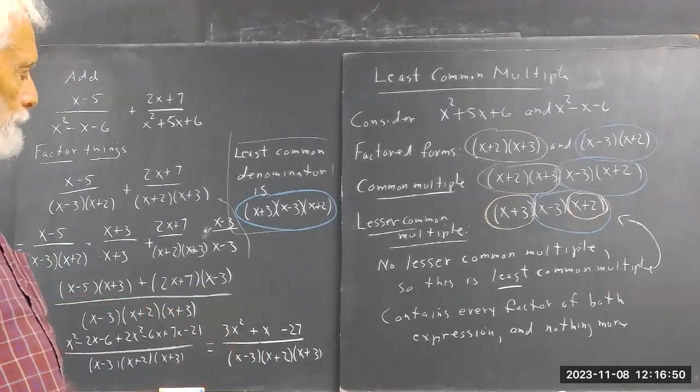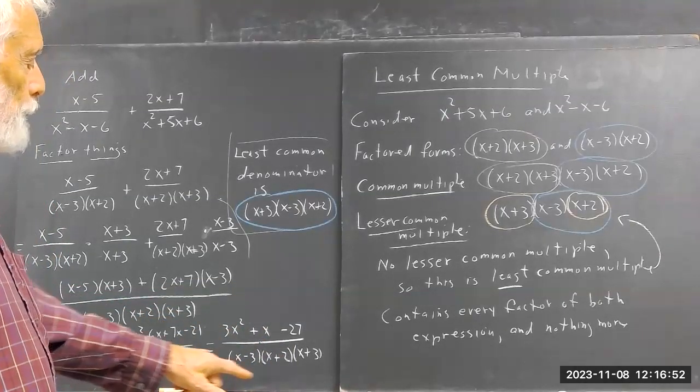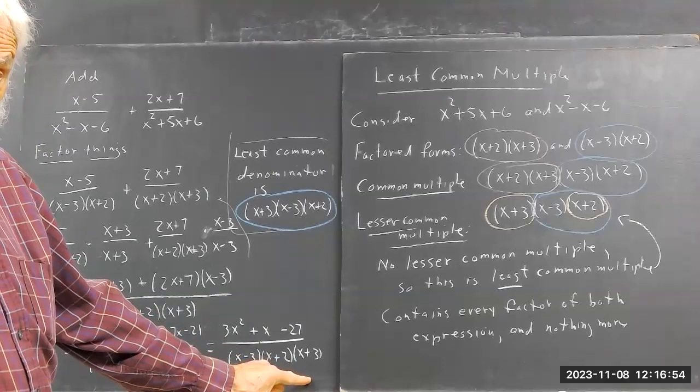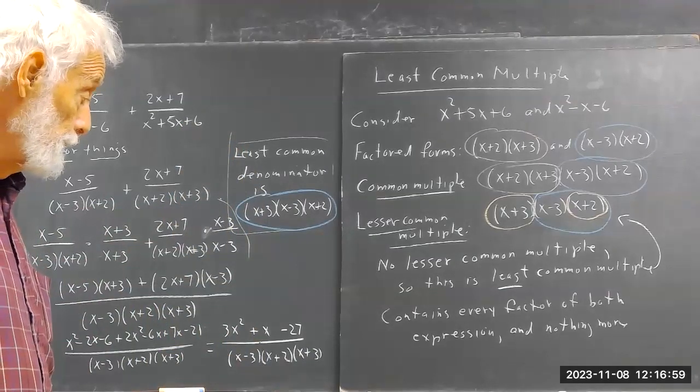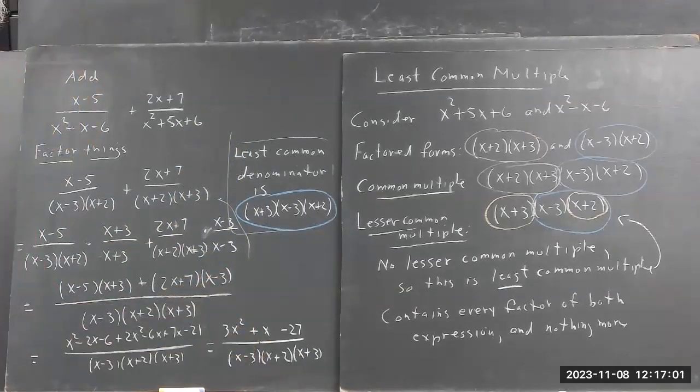Okay, so that's it. Now, if we wish, we can multiply out the denominator. Just use the distributive law a couple of times, and that multiplies out.